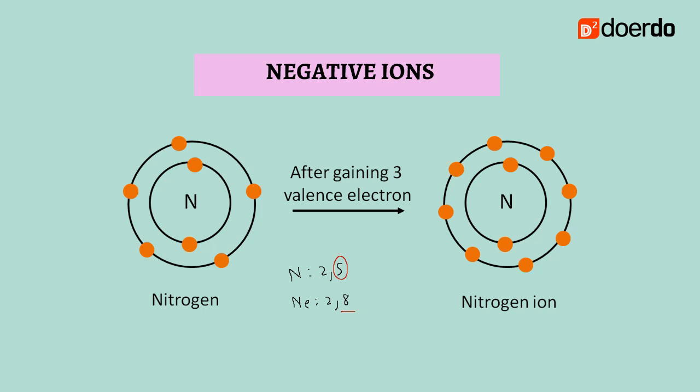The non-metals will actually aim to gain electrons. In this case, from 5 to reach 8, the nitrogen must gain 3 valence electrons, and that's how it goes from N to gain 3 electrons to form N3 minus ion.